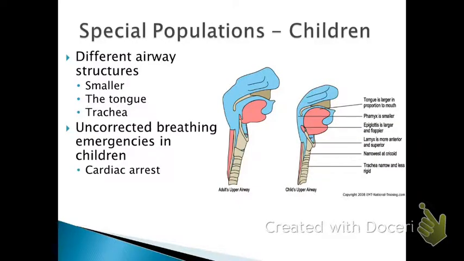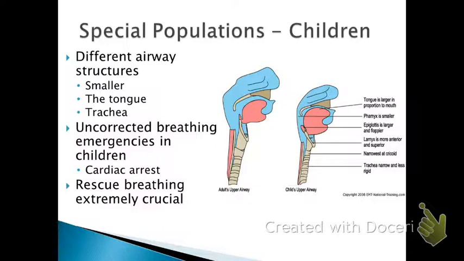And so uncorrected breathing emergencies in children typically coincide with cardiac arrest. So if we can correct the respiratory pathology, then we could prevent cardiac arrest in children. So a big deal is making sure that we recognize that we're able to determine whether or not the airway is open and that the child is breathing. We could prevent a lot of cardiac emergencies that we see in our pediatric population. And then last but not least, with our infants that we encounter who are not breathing, rescue breathing becomes even more crucial than it does for an adult.